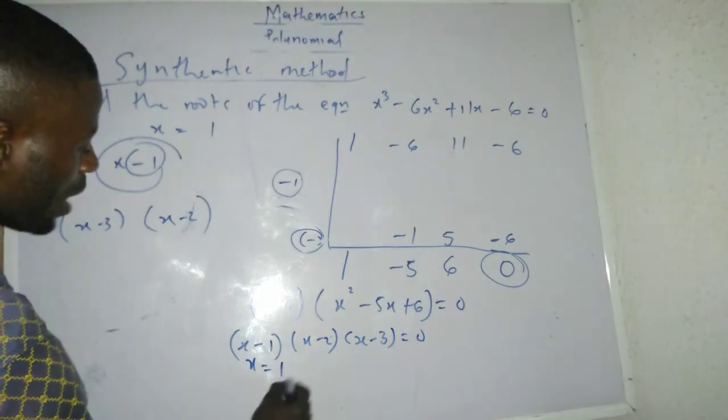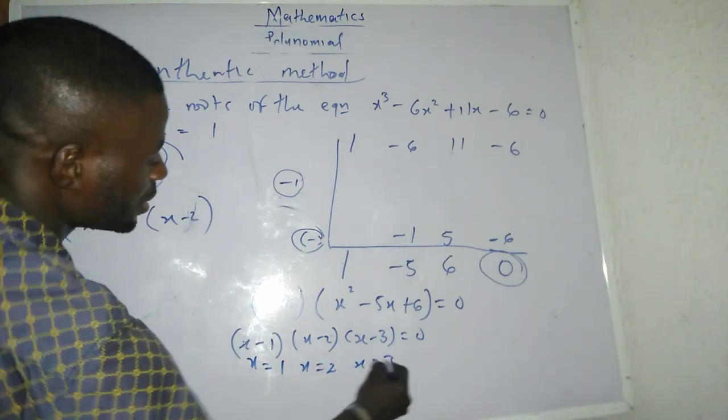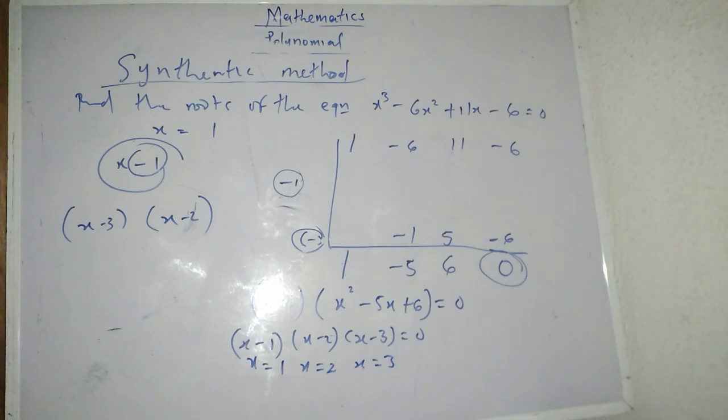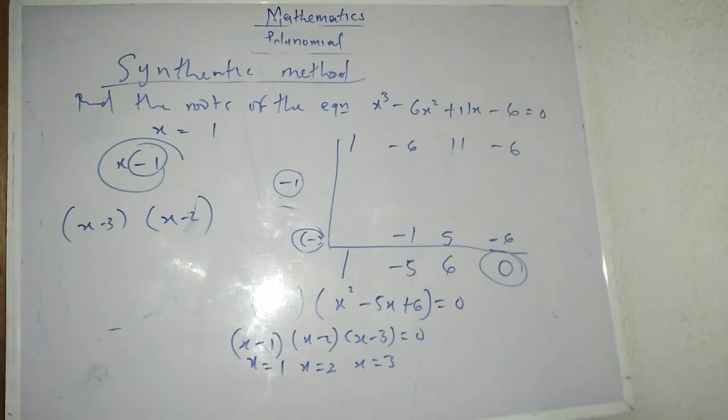It means my x equals 1, x equals 2, x equals 3. That is my factor of the equation. That is my root of the equation. That is all.